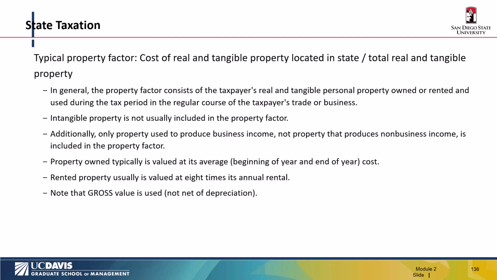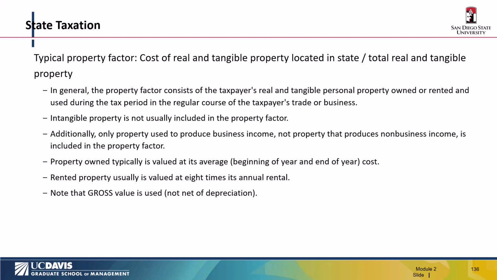The property factor is typically the cost. That's not the net book value. So think of that as the unadjusted basis like we had in QBI of real and tangible property located in state, of course, divided by real and tangible property everywhere. So in general, you would use anything that's used in business. Intangible is not usually included in the property factor. It's usually only property used to produce business income, not non-business income.